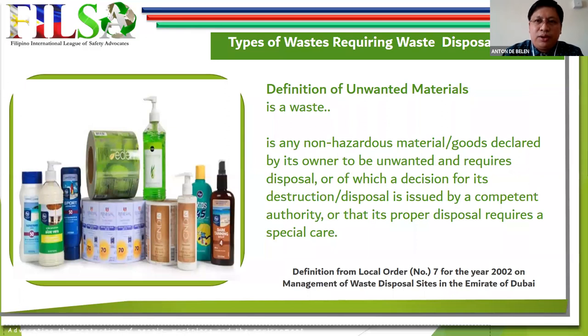So the next type of permit we approve is the unwanted materials. This is any non-hazardous material as declared by the owner, which requires disposal. Okay. So if it is not considered as a trade waste or hazardous, it will be under the unwanted materials. Examples for this one are cosmetics, furniture, paper, plastics, wood materials, glass, and metals.